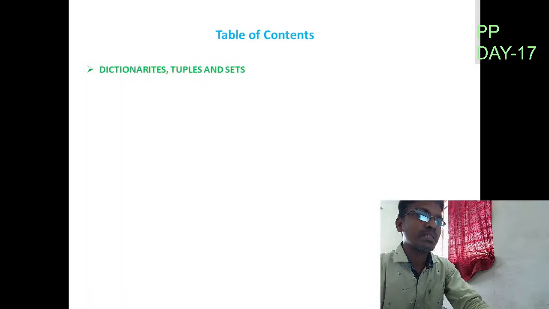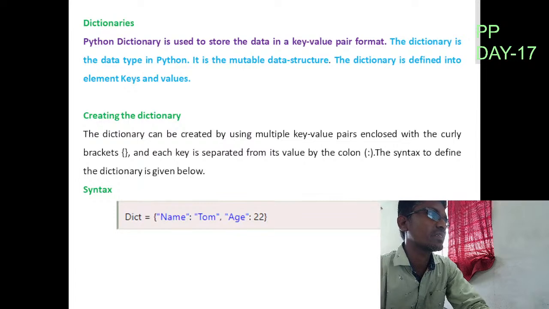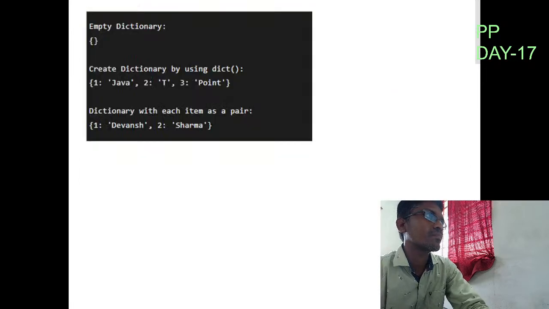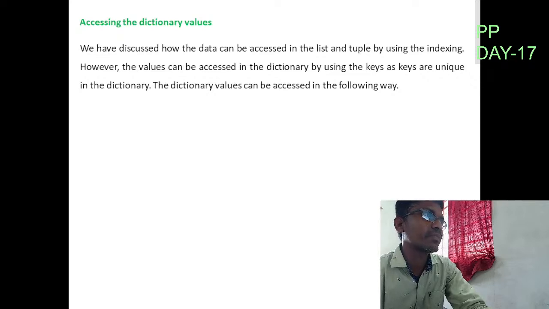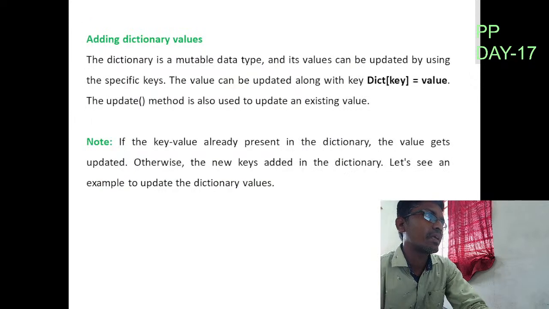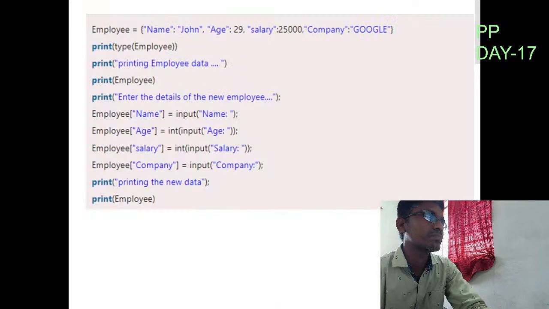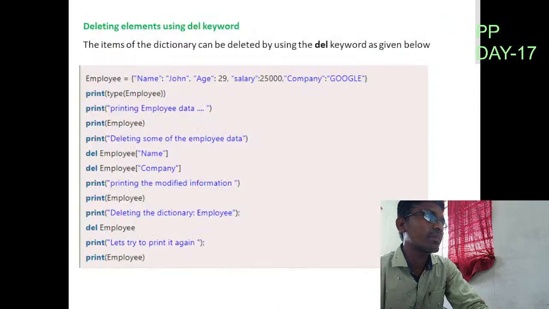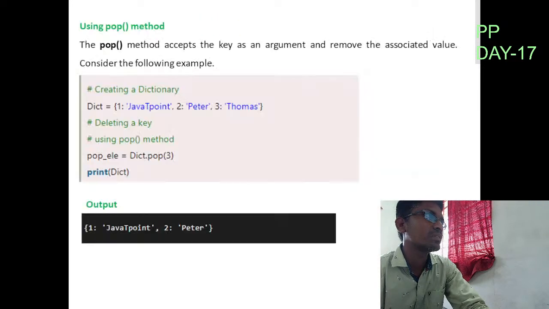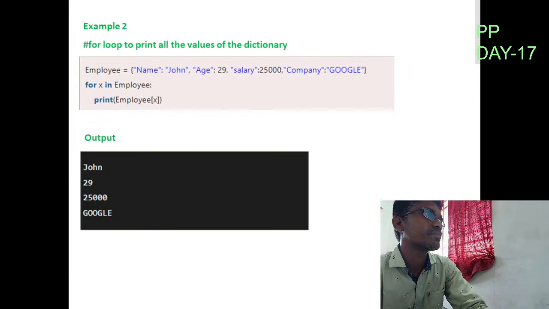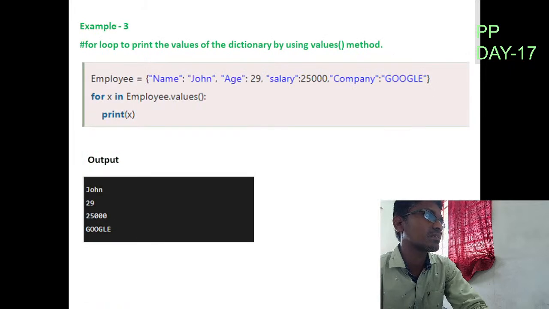So, in a previous class, we discussed dictionaries and how to create dictionaries, accessing dictionary values and adding dictionary values, and deleting elements using the del keyword and the pop method. You have to access the elements in a given dictionary and iterate over dictionaries.